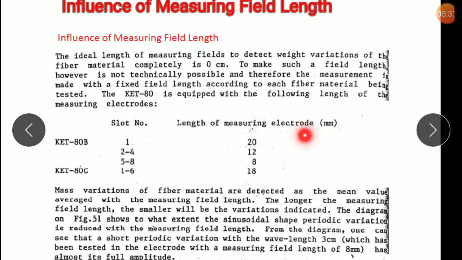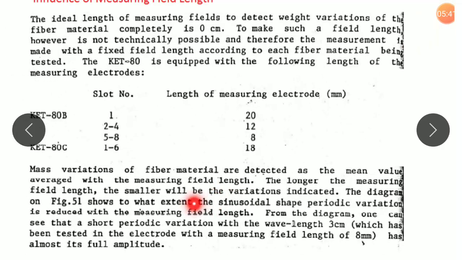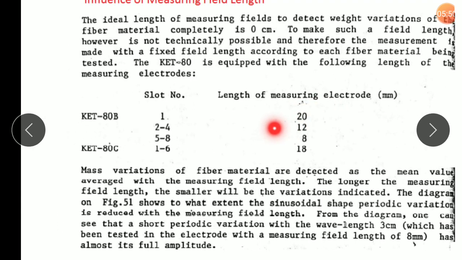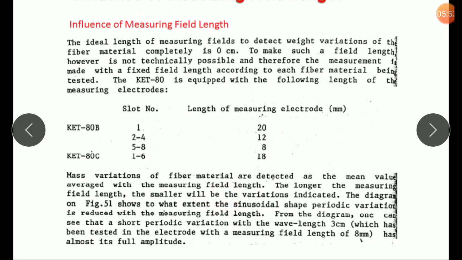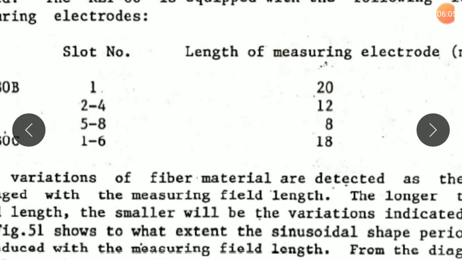Generally we have three types of capacitors: 20 mm, 12 mm and 8 mm. 20 mm is generally used for slivers, 12 mm is used for rovings, and 8 mm is used for testing yarns. This is the length of the capacitor plates, and this length is also equal to your measuring length or cut length, whatever you call it.